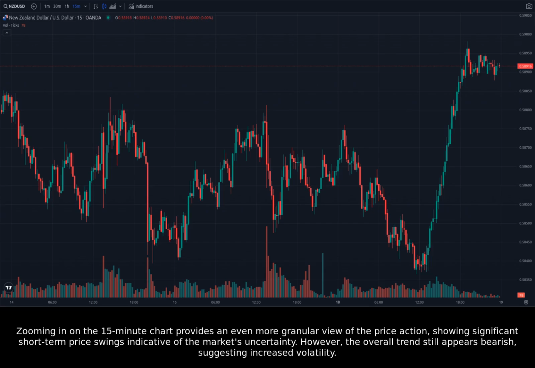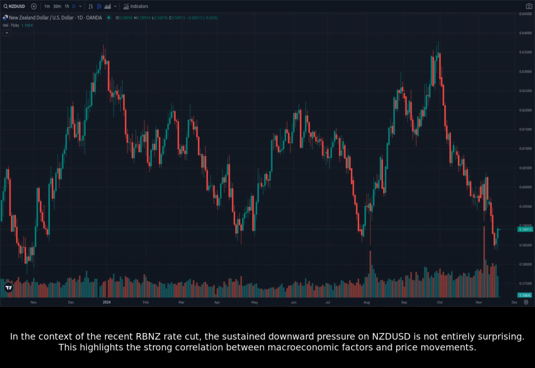Zooming in on the 15-minute chart provides an even more granular view of the price action, showing significant short-term price swings indicative of the market's uncertainty. However, the overall trend still appears bearish, suggesting increased volatility. In the context of the recent RBNZ rate cut, the sustained downward pressure on NZDUSD is not entirely surprising. This highlights the strong correlation between macroeconomic factors and price movements.